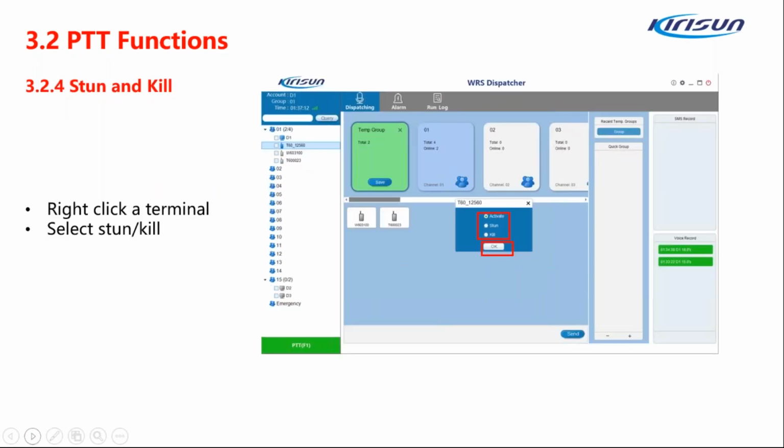And at the WRS dispatcher platform, we also have the functions of stun and kill. The stun function means that if we use this function, the terminal can only receive calls and cannot make calls, while the kill function means that if we enable this function, the terminal can neither make nor receive calls. If we want to stun or kill a terminal, please click a terminal and then select stun or kill.